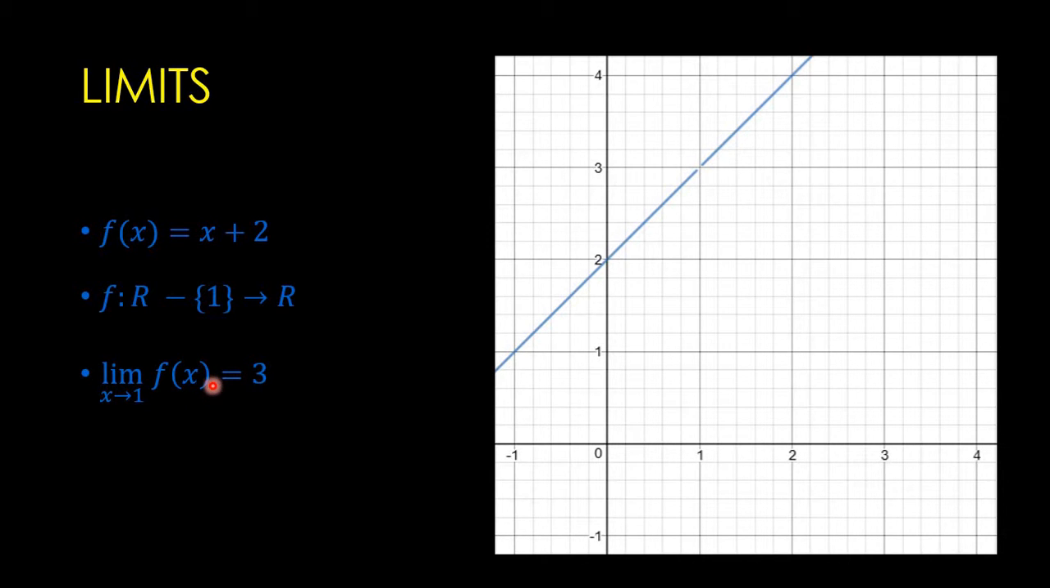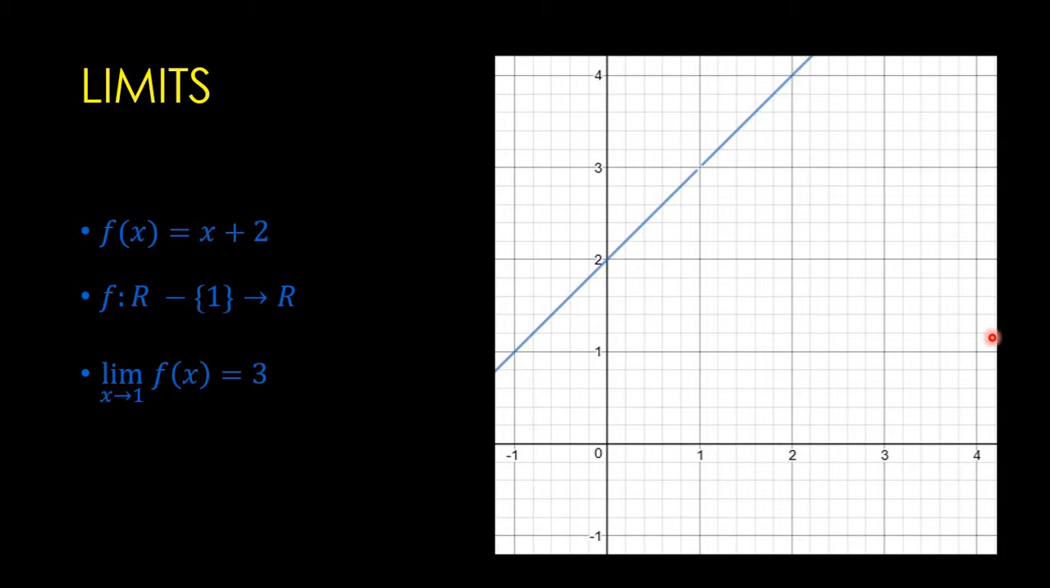Limits are not necessarily defined only on discontinuities. For example, if we take the limit as x tends to 2 of f of x, then it's still very much 4, despite no discontinuity being at that particular point.